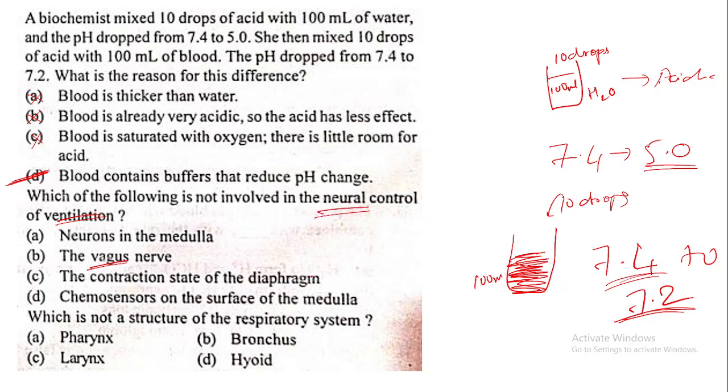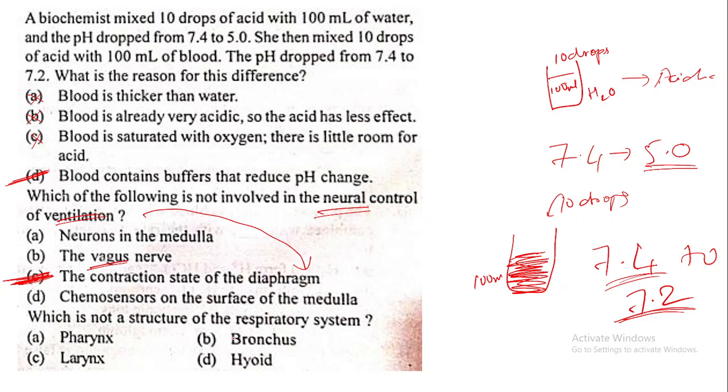When it comes to the diaphragm, we know there is some connection between ventilation, breathing and the diaphragm. But does it have control with the nervous system? Has that got anything to do with the nervous system or the neurons? No. It is a simple physical change that happens because the lungs expand and the diaphragm shows some kind of movement. So the right option here is the contraction state of the diaphragm and none of the other options.